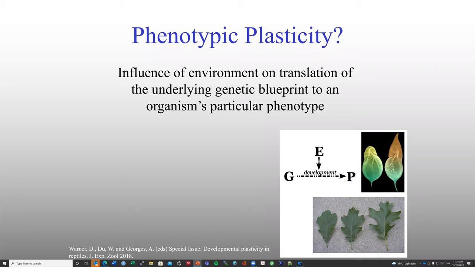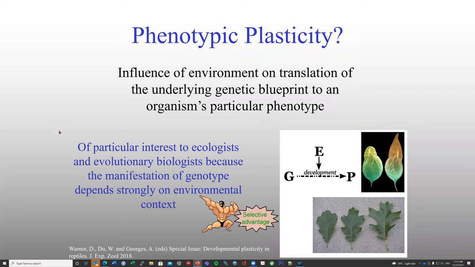So individuals of a species can have multiple phenotypes, and even individuals that have exactly the same genotype, that is identical twins, can have quite different phenotypes. And that's because of the concept of phenotypic plasticity, where environment moderates the translation of the genotype to the phenotype.